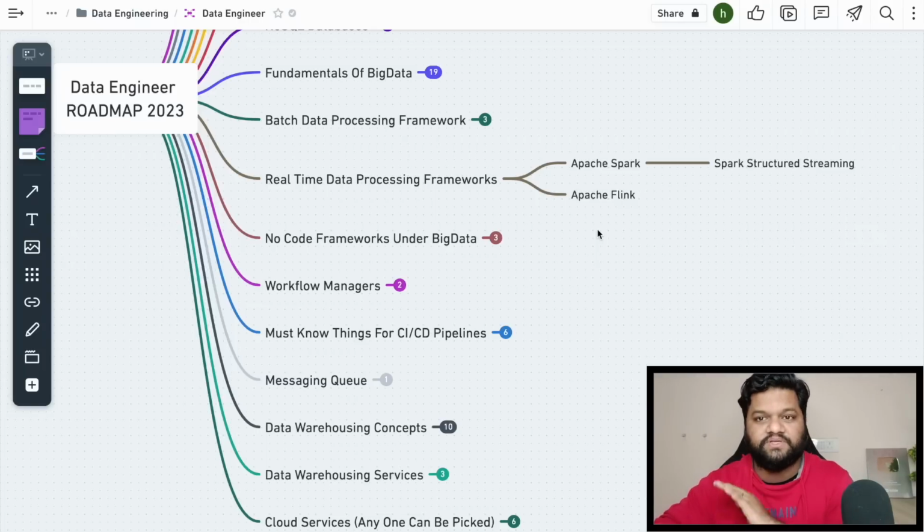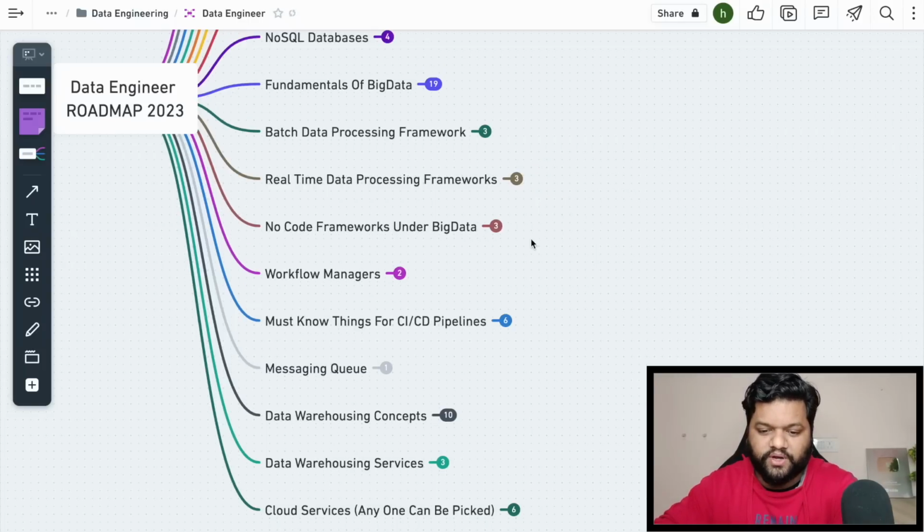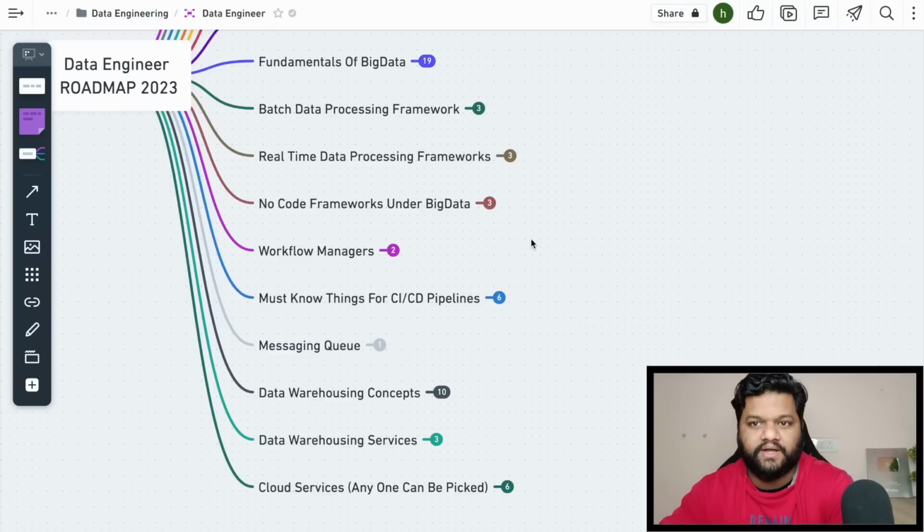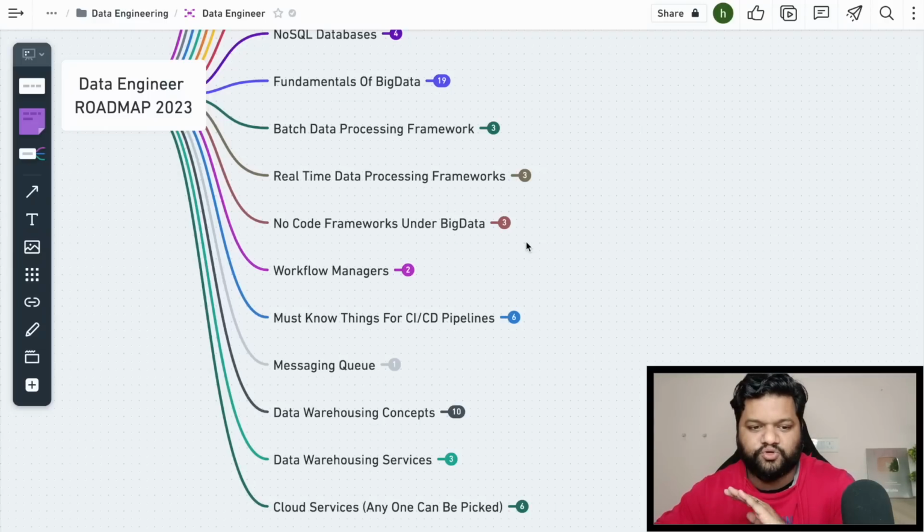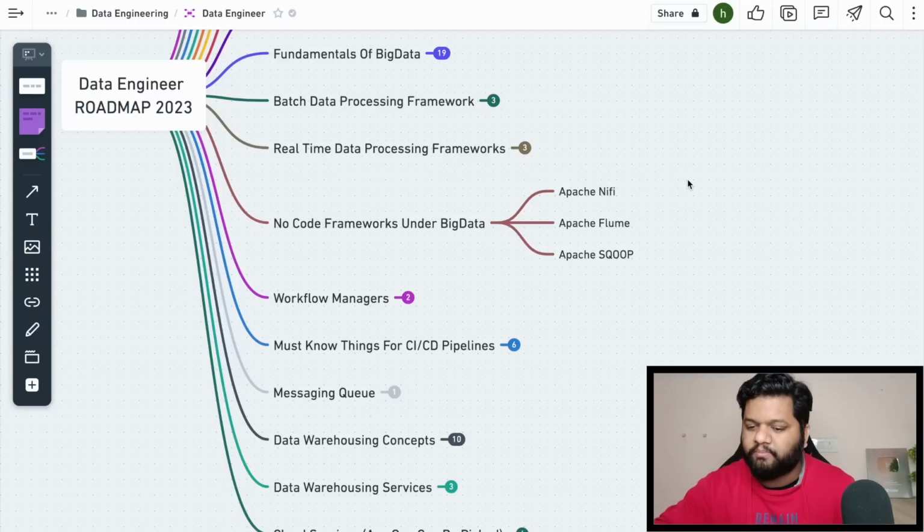And lots of companies are asking it in their job descriptions. Moving on to the next one, no code frameworks under big data. There are popular no code frameworks, meaning you mostly work on a configuration basis with drag and drop kind of features to build your ETL pipelines. For this one, you can explore Apache NiFi, Apache Flume and Apache Sqoop.